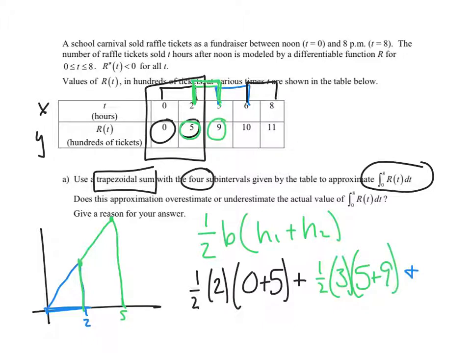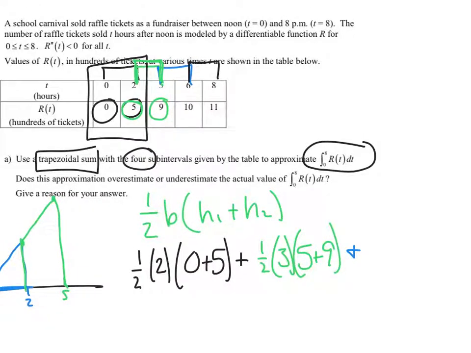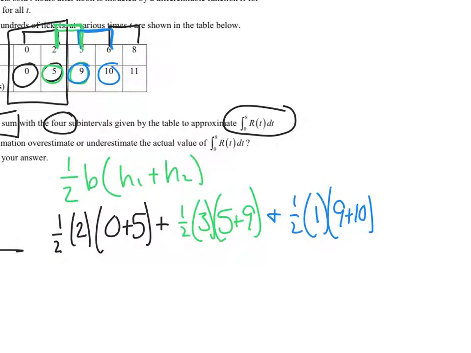And then I'm going to add to that my next one. So I'm going to go 1/2. The base goes from 5 to 6, so that's a base of 1. Height on the left is 9, height on the right is 10, so 9 plus 10. And then lastly, I'm going to grab that next one. It goes from 6 to 8. Gives me a base of 2, so I'm going to go plus 1/2. The base is 2. Now I need the height on the left, which is 10, plus the height on the right, which is 11.